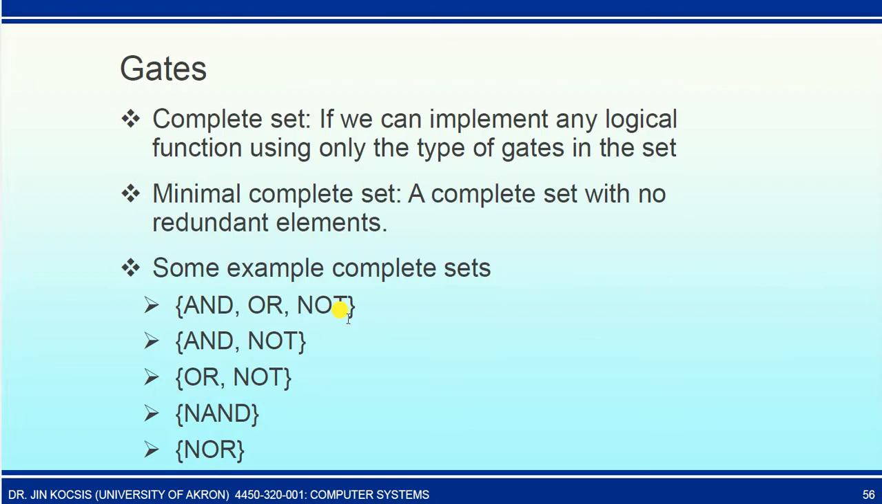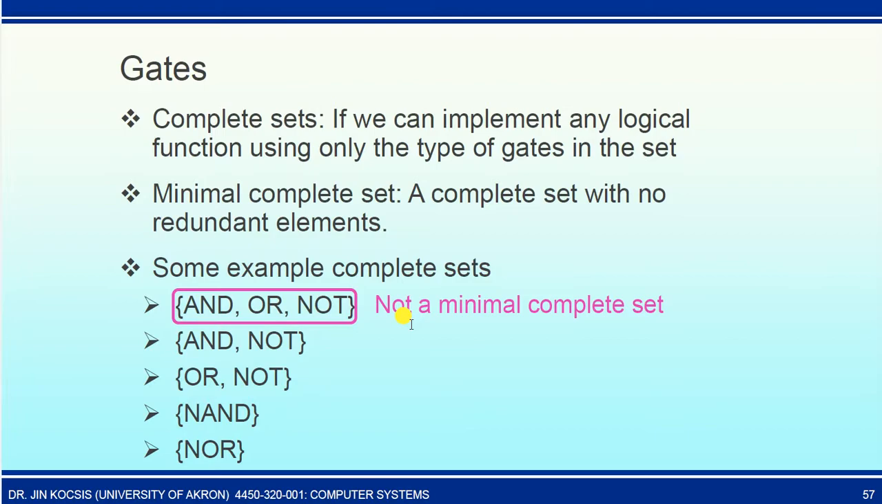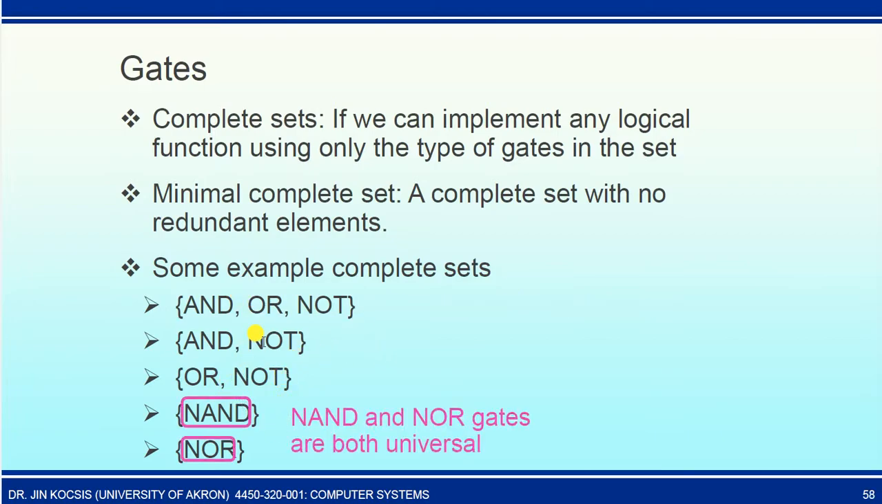Okay, so if you look at those examples, the first one is definitely a complete set, but that is not a minimum complete set. If I remove one of the elements, I can still use the remaining elements to implement all the logic functions. And basically these two, and not or or not, are minimum complete sets, because using them I can implement all the logic functions, but if I remove one of them, they will not implement all the logic functions. Basically, these two are complete sets with no redundancy.